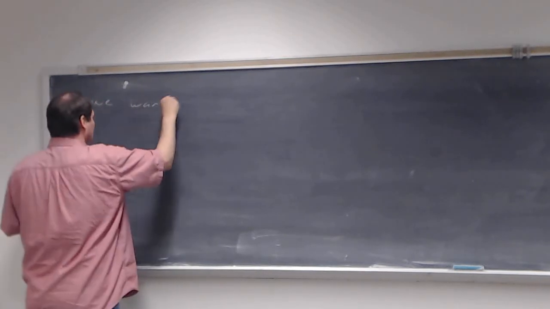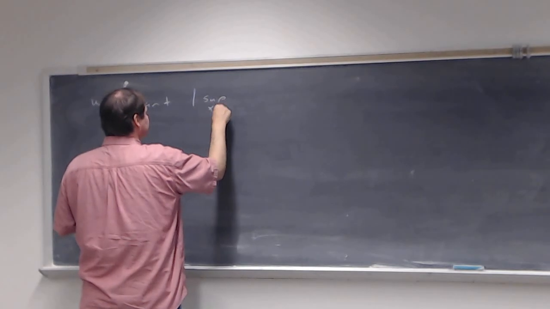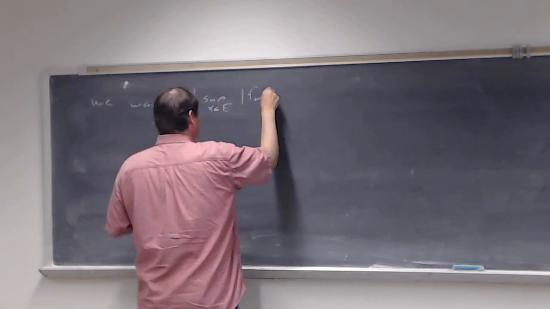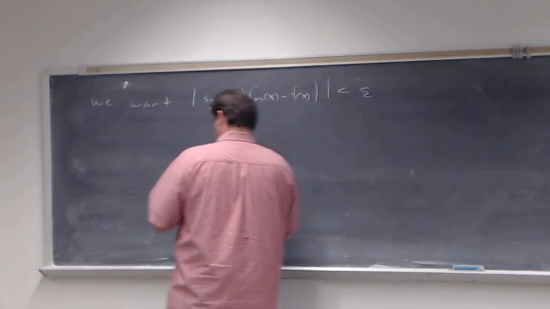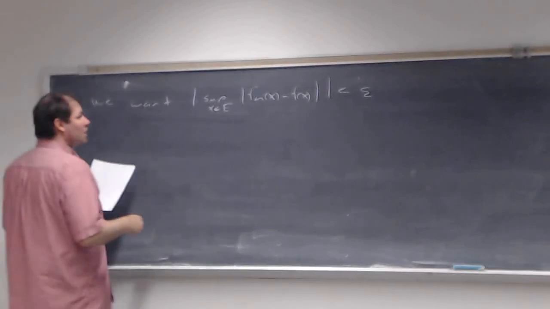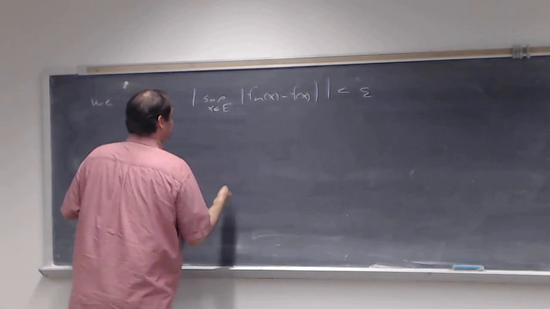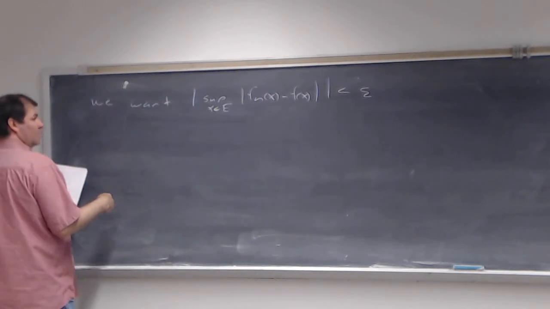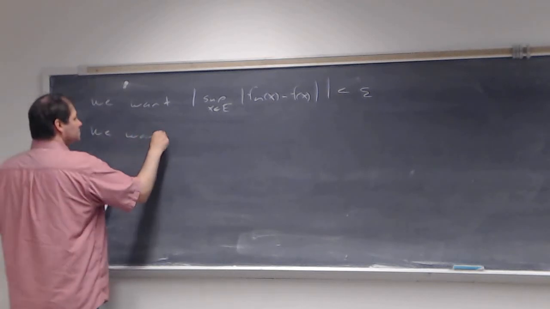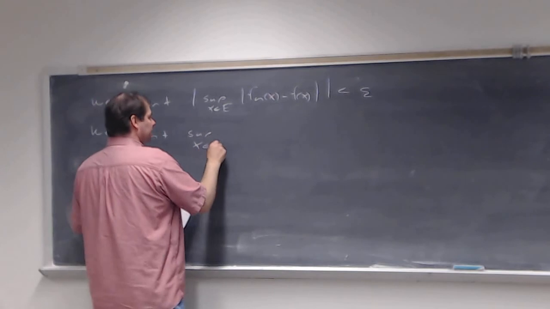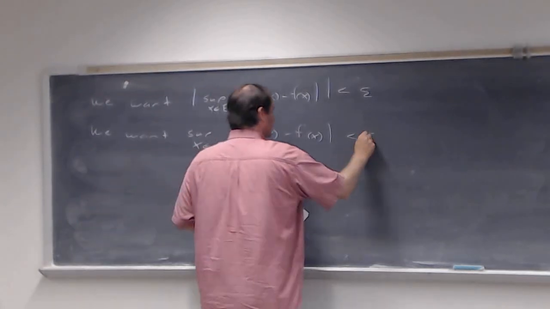We want the absolute value of the sup over all x's in E of the norms of f sub n of x minus f of x to be less than epsilon. Well, this norm is going to be greater than or equal to 0, and so the sup has to be greater than or equal to 0. And so the absolute value of those numbers are those numbers themselves. So we want the sup over x in E of the norm of f sub n of x minus f of x to be less than epsilon.